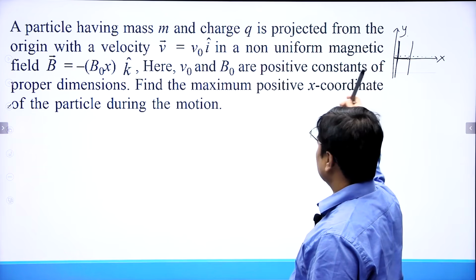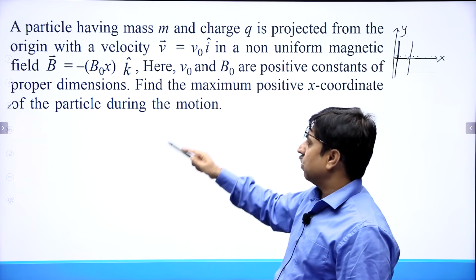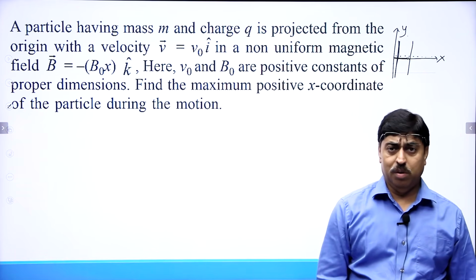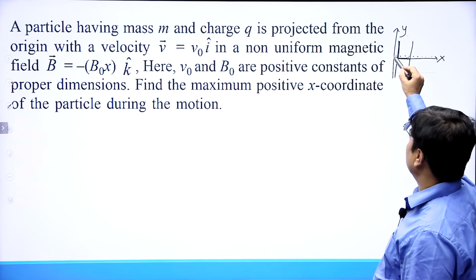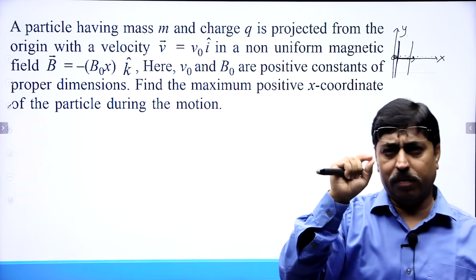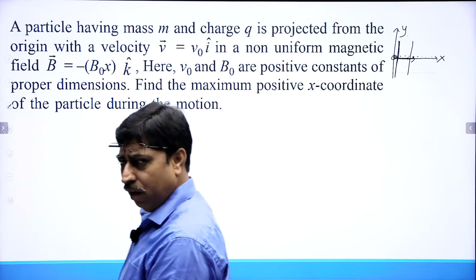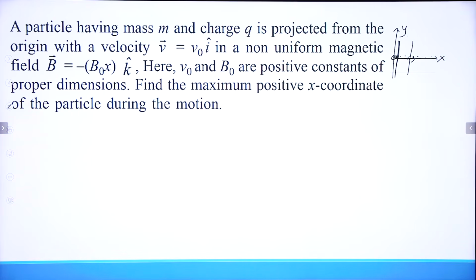V naught, B naught are positive constants of proper dimensions. Okay, done. Find the maximum positive x coordinate of the particle during the motion. So, if I project a particle from here in this direction, then what will be the maximum x coordinate of the particle? That is the question. I am getting out of this screen. You can capture the question and give it a try. Give it a good 5-10 minutes. The mathematics required is a bit tricky and you need to think about it properly.